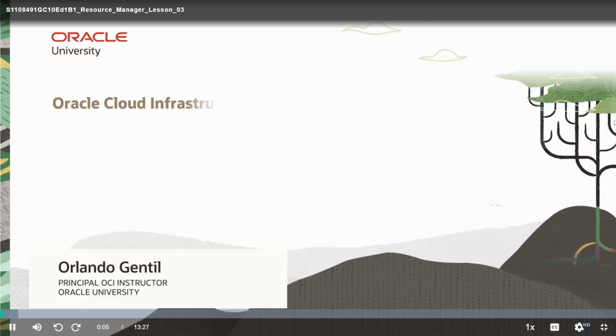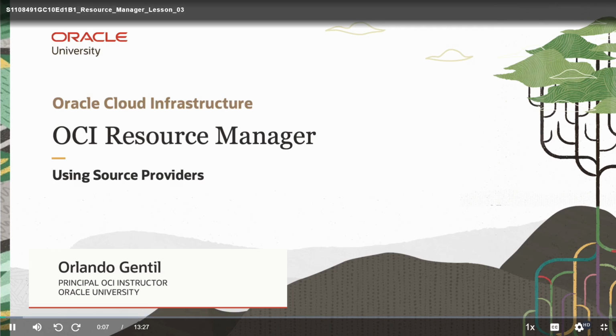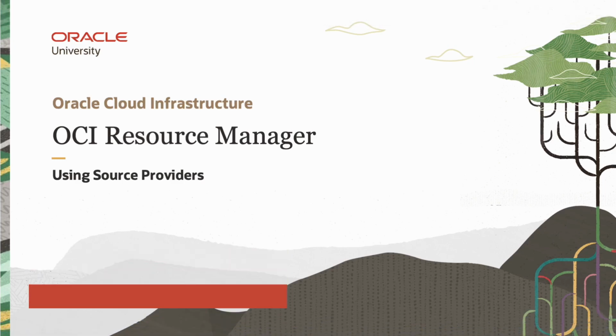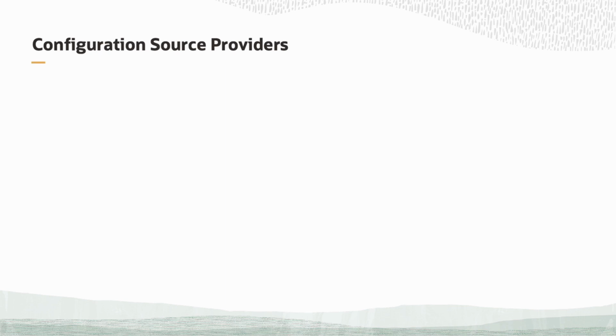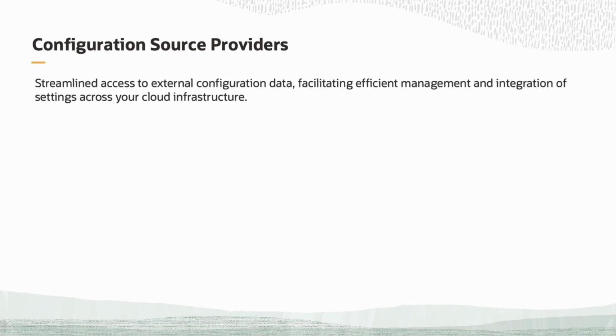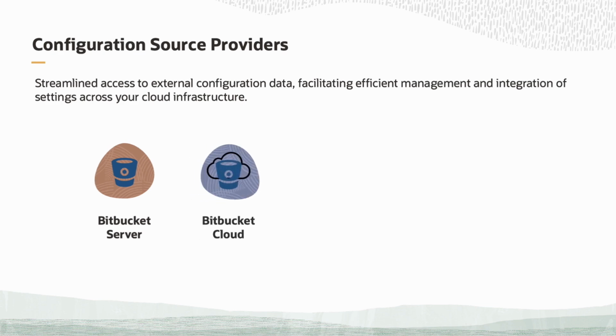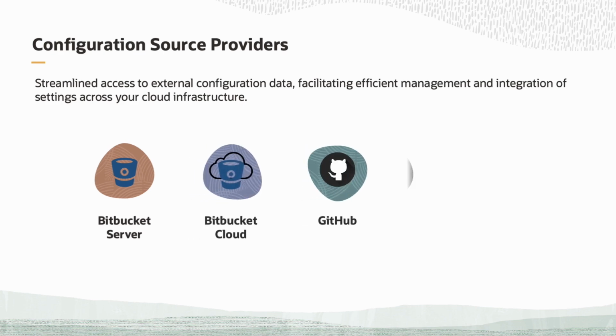Hello and welcome. In this module, we will explore how Terraform source providers can be used as repositories for your configurations. Configuration source providers give you streamlined access to external configuration data, facilitating efficient management and integration of settings across your cloud infrastructure. OCI supports Bitbucket Server, Bitbucket Cloud, GitHub, and GitLab as configuration source providers.